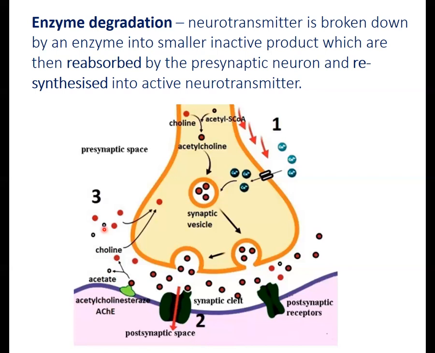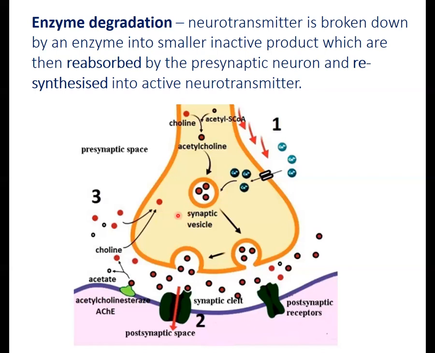And then if you look over here, you can see that those products, the choline and the acetate, the things that have been broken down, are then able to move back into the presynaptic neuron. So they need to be broken down by an enzyme, or degraded by an enzyme, into a smaller product before they're reabsorbed into the presynaptic neuron.